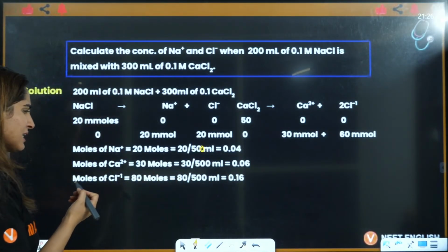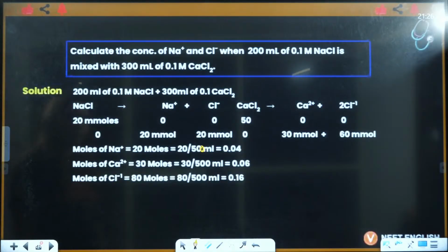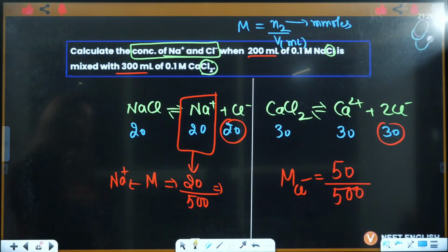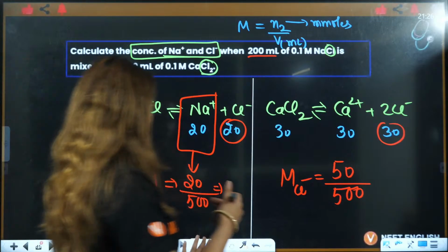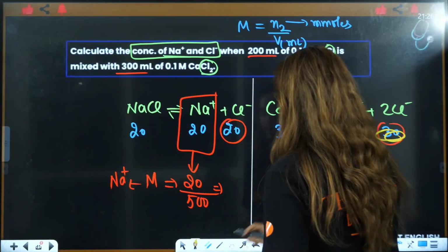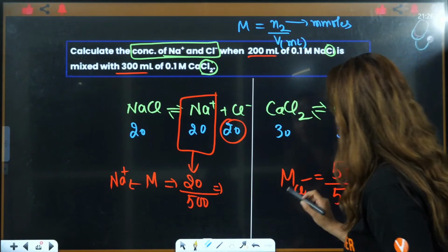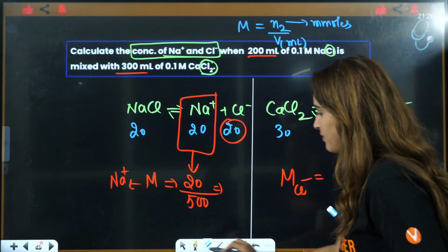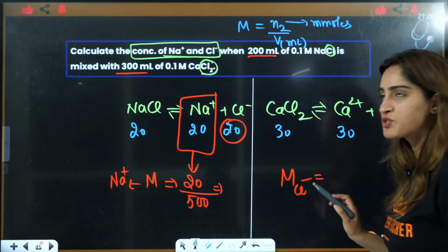This Cl negative 80, wait a minute, why is it 80? I don't know why I'm making silly mistakes today. I think my brain is in some other zone.